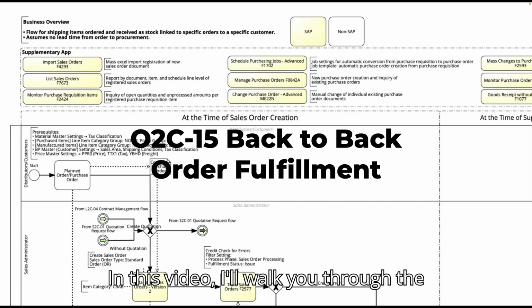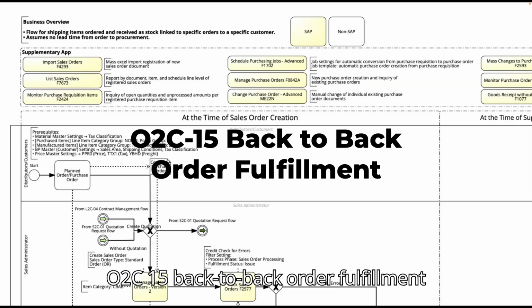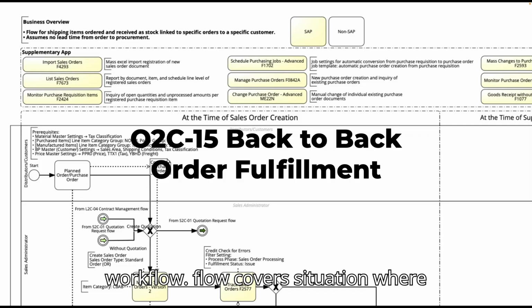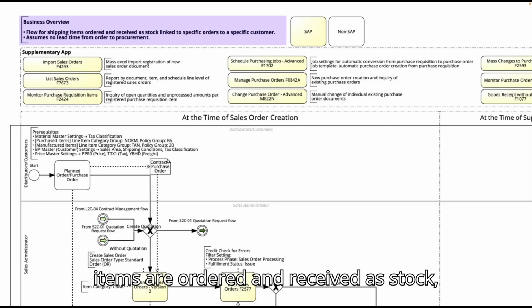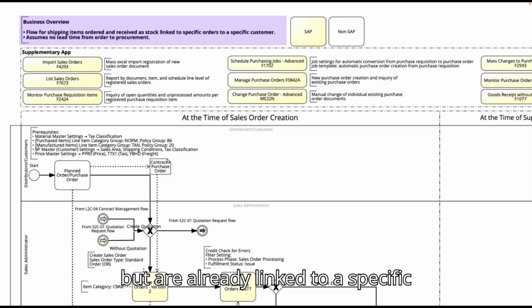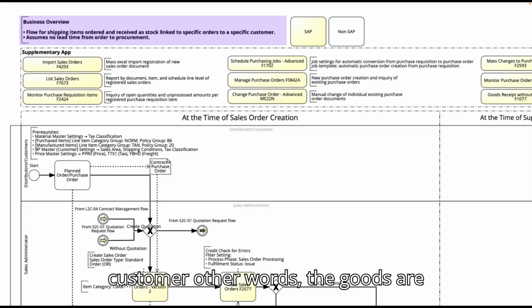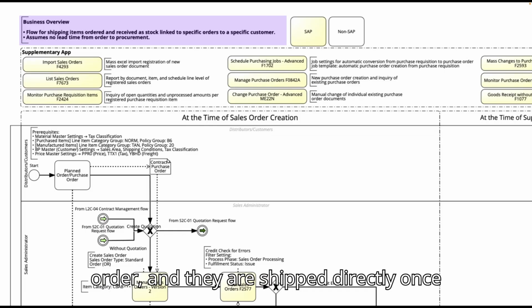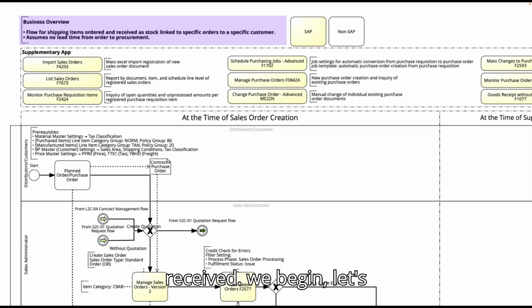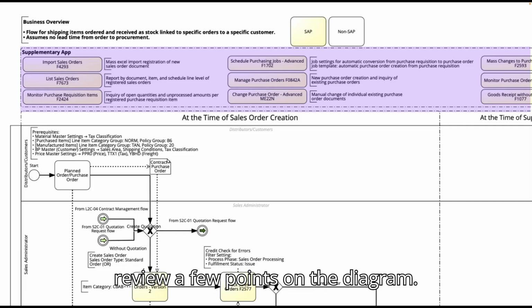In this video, I'll walk you through the O2C-15 back-to-back order fulfillment workflow. This flow covers situations where items are ordered and received as stock but are already linked to a specific customer order. In other words, the goods are procured only to fulfill that customer's order, and they are shipped directly once received. Before we begin, let's review a few points on the diagram.